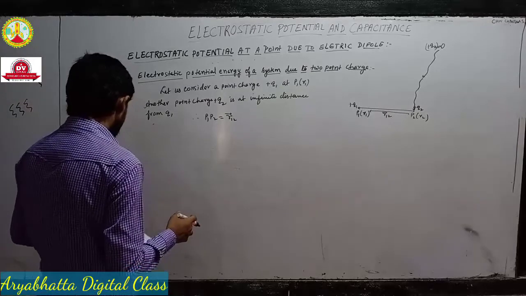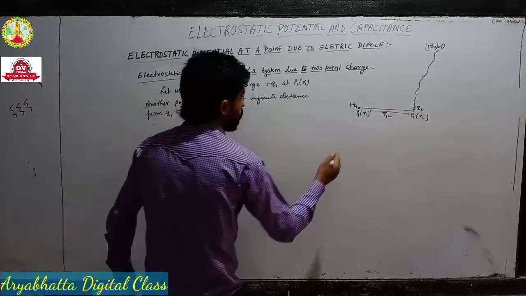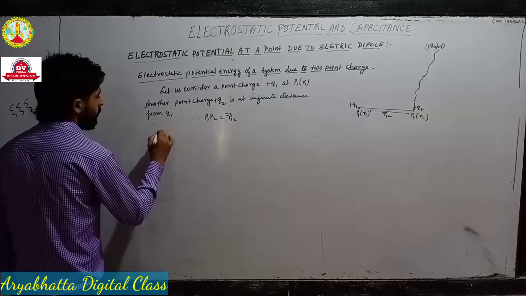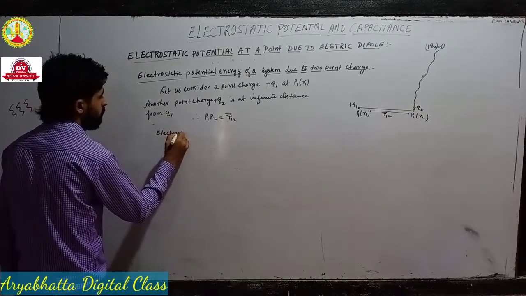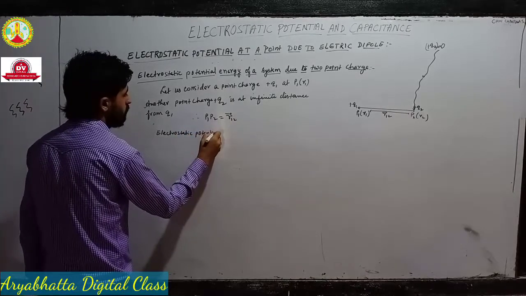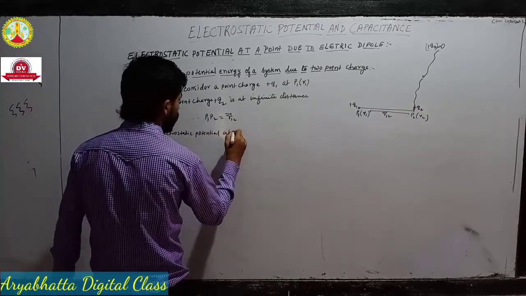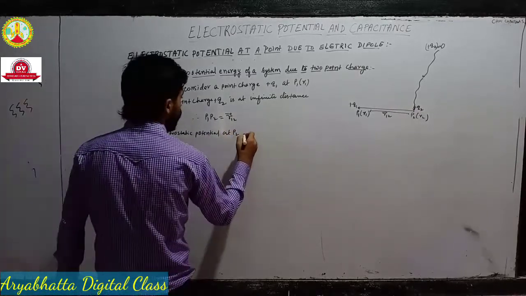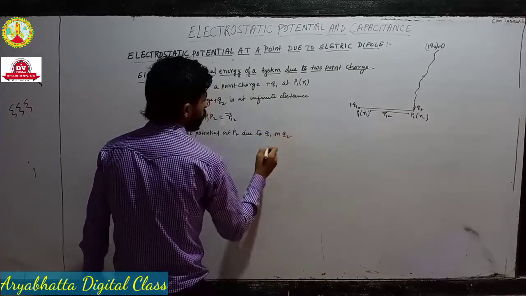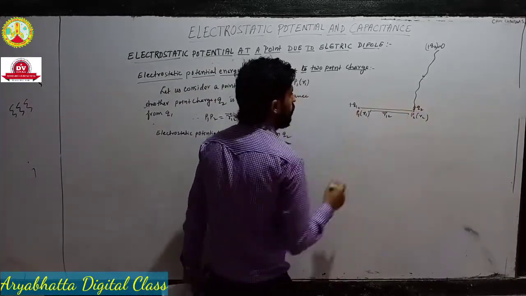Now let's find the electrostatic potential. Let's find the electrostatic potential of Q1. Fine. So, electrostatic potential at P2 due to Q1 on Q2, right? So potential will be created due to Q1 only. On which charge? On Q2.